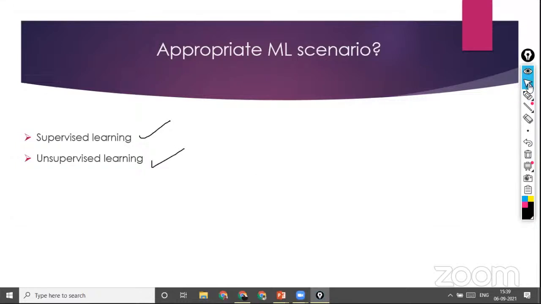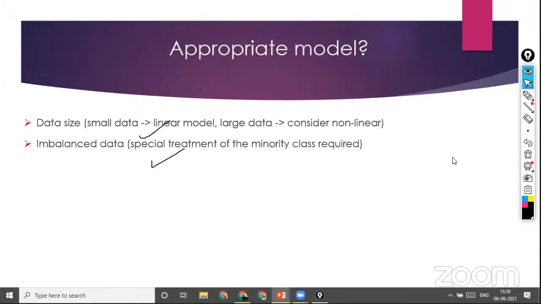So that's the next question that you should be asking. And the next one, the appropriate model that it should be. We didn't discuss much about the different kinds of classification, regression, and supervised learning models. First of all, you have to look at the data size. That's why I thought of discussing the models in detail here, because it actually depends upon the kind of data set that you have.